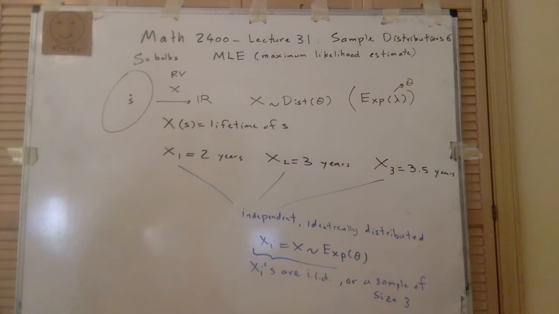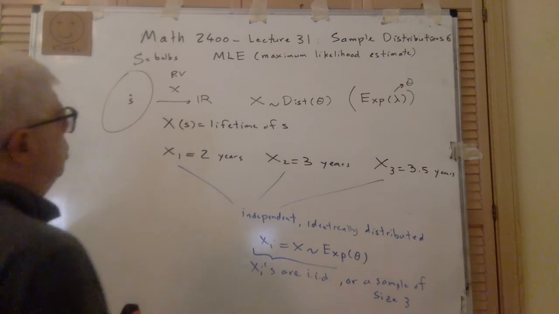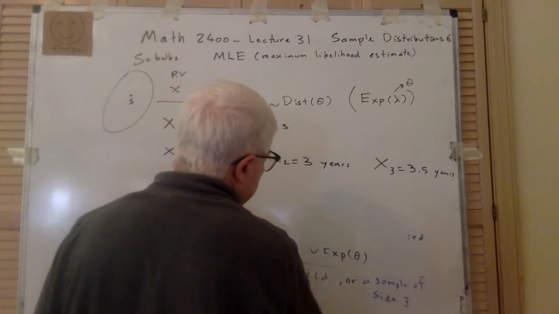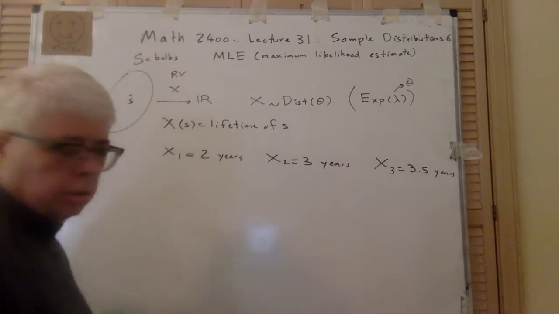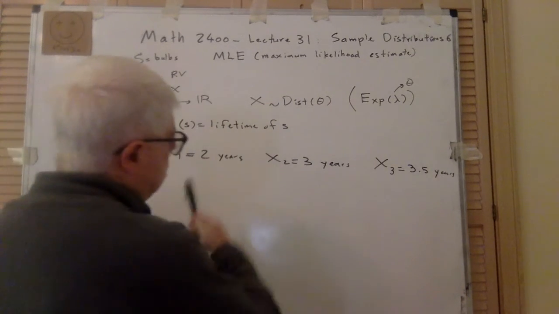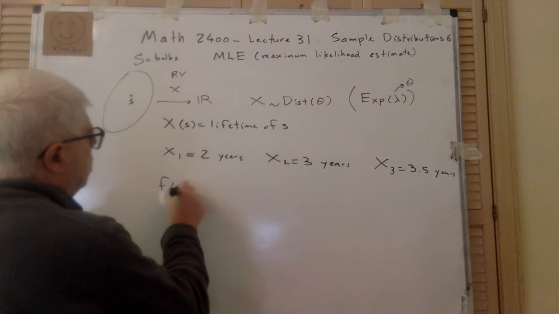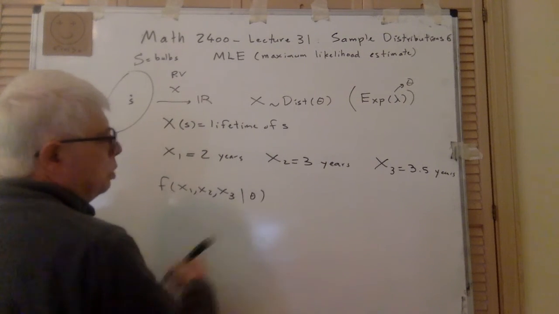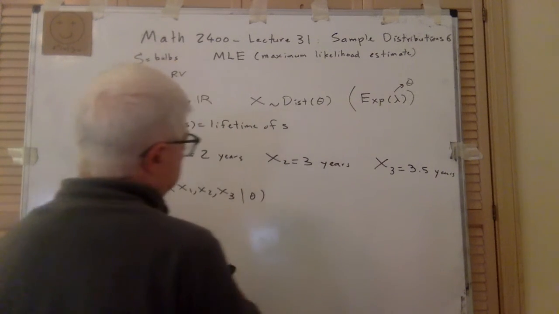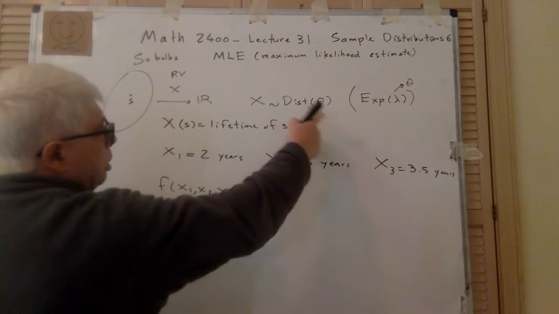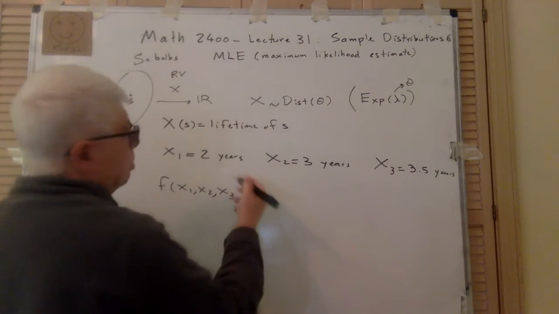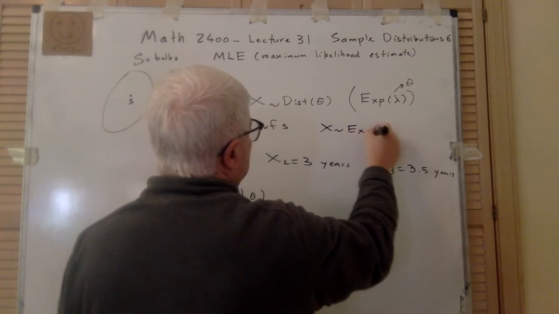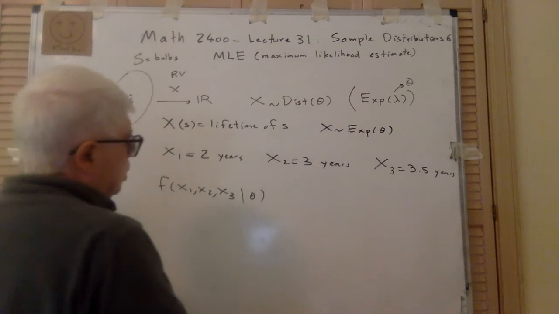Now, this is what we do. We write the joint distribution of these 3 random variables, f of x1, x2, x3, remember? And given what? Given theta, because we don't know theta. So, given theta. So I said x is exponential theta. So let's write it here. Given theta.